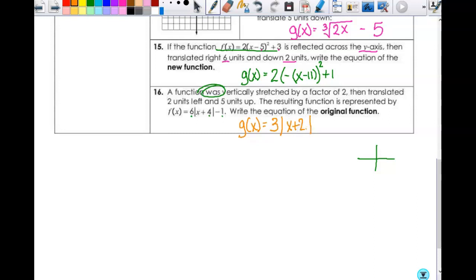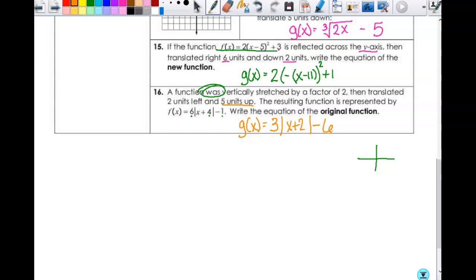And then I went 5 units up to get to the minus 1. I went this far to get here. It's going to have to be minus 6. Okay, you got to think about it differently. Then you can take this and do those things and see if you end up with that one. Okay? What questions do you have?